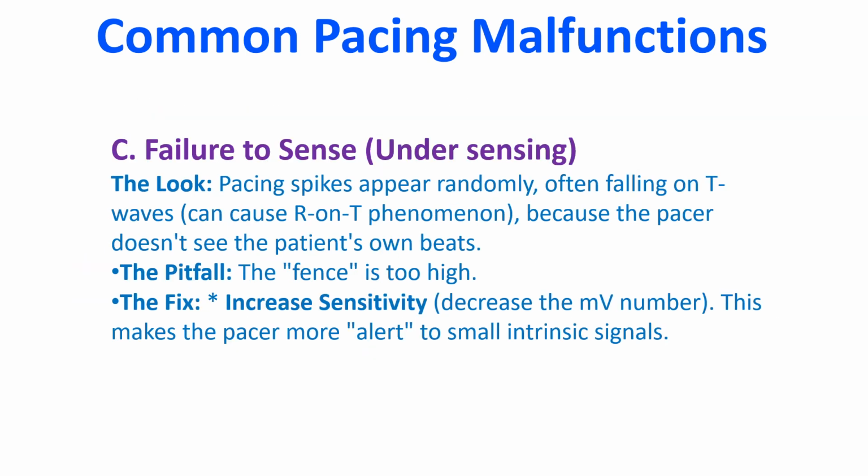In case of undersensing, pacing spikes appear randomly, often falling on T waves, and can cause R-on-T phenomenon because the pacer doesn't see the patient's own beats. The fence is too high. Increase sensitivity, that is, decrease the millivolt number. This makes the pacer more alert to small intrinsic signals.